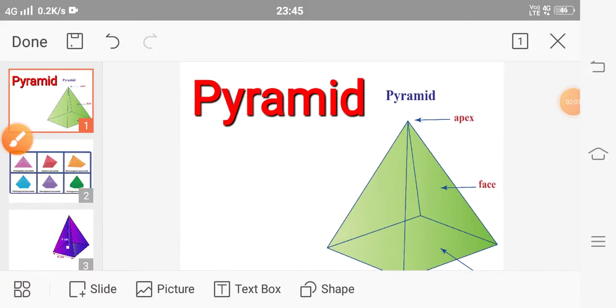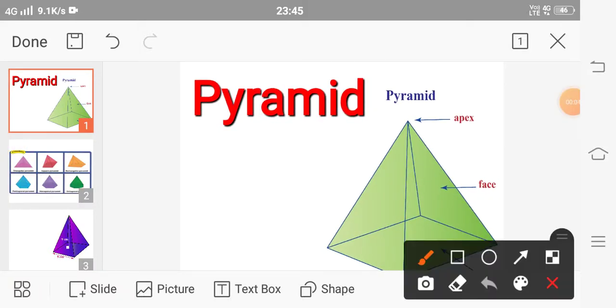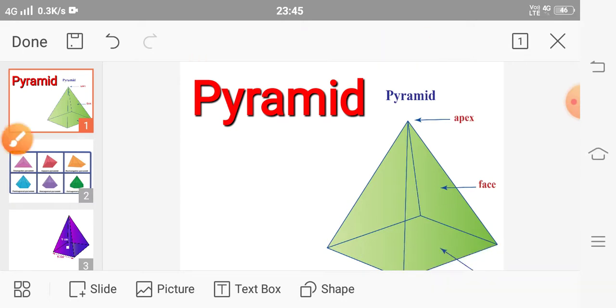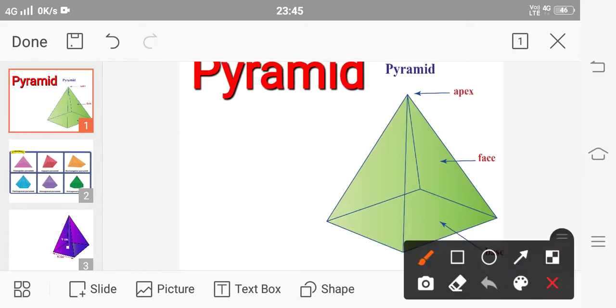Pyramid. Pyramid is a solid figure and it is a three-dimensional figure. In a pyramid, we observe here that the pyramid is formed by a polygon base.